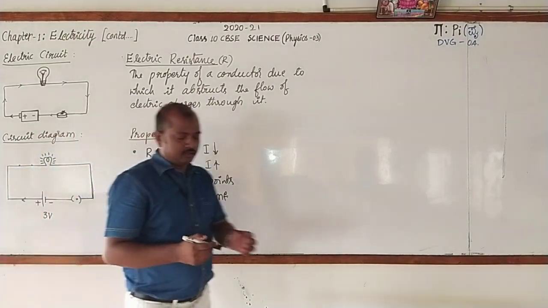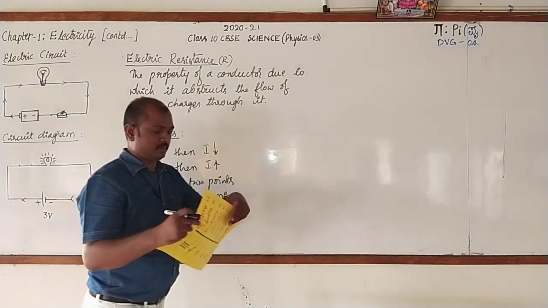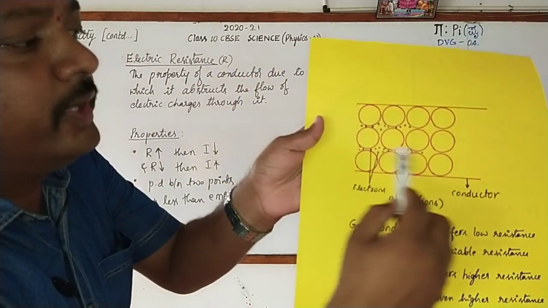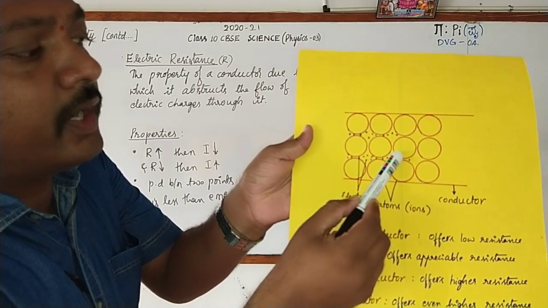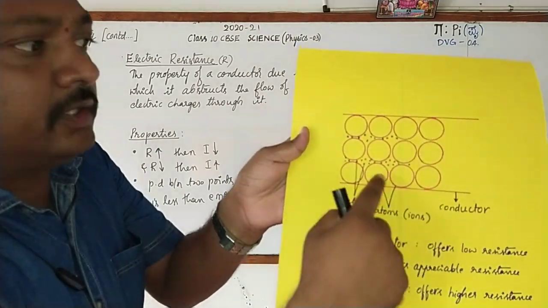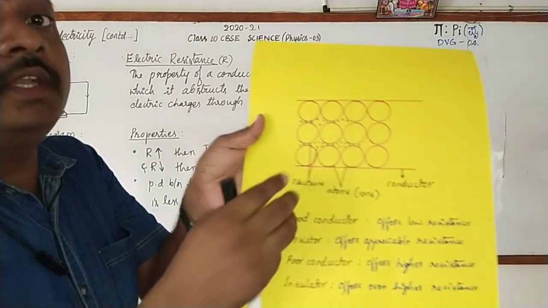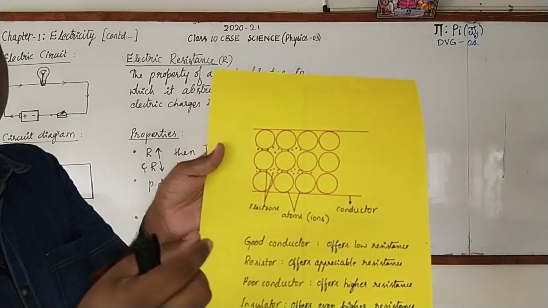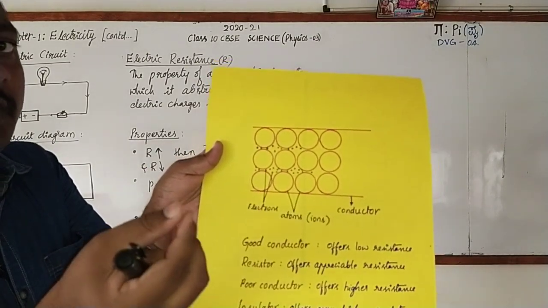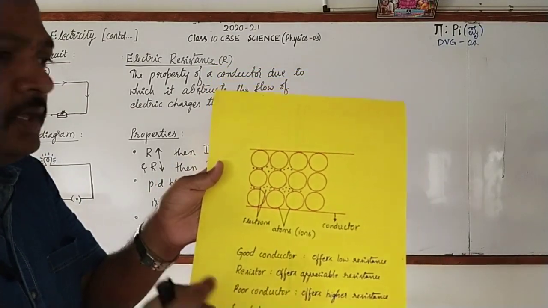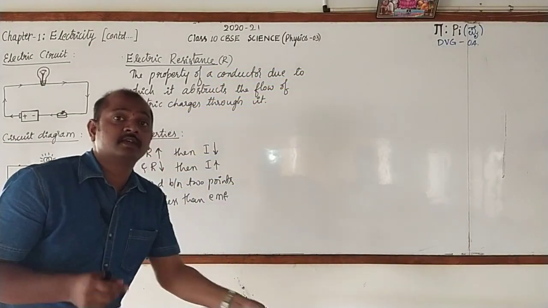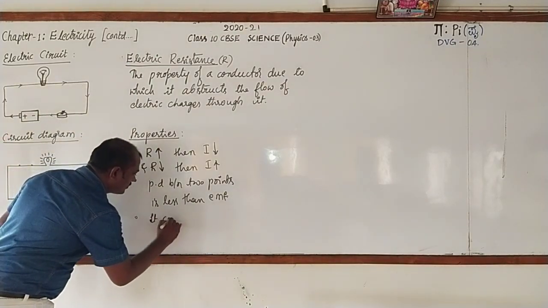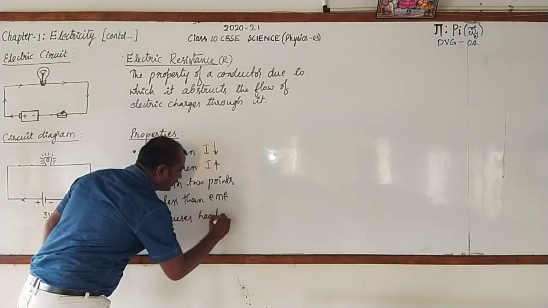And one more important property. Again, see that as the electrons are moving in the conductor, they often collide with the atoms. Due to the friction, heat is produced. That is why sometimes in case of DC, when you touch the wire, you feel warm. It is because of this reason. Hence, we can say that electric resistance causes heating effect.